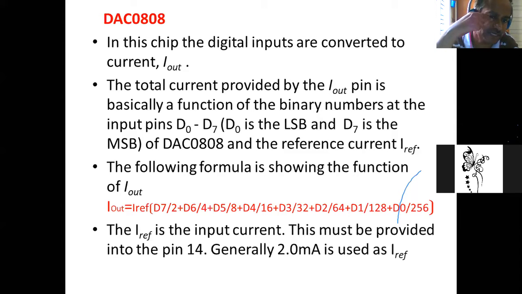So the total output current is given by this formula, where D0 to D7 are either 0 volts or 5 volts, depending upon 0 or 1. If a digital signal is 0, we use 0 volts. If the digital signal is 1, we use 5 volts. The I reference is the input current. This must be provided into pin 14. Generally, 2 milliamperes is used.